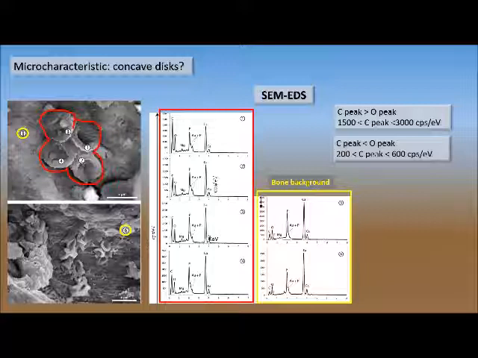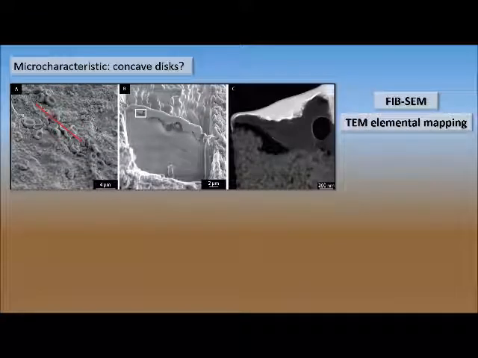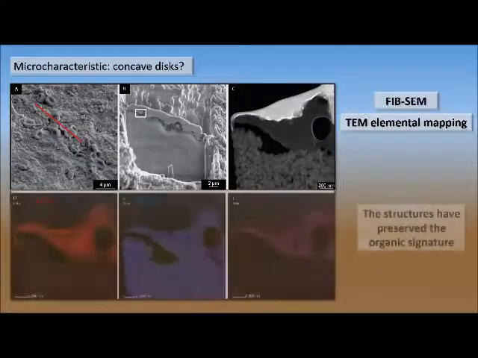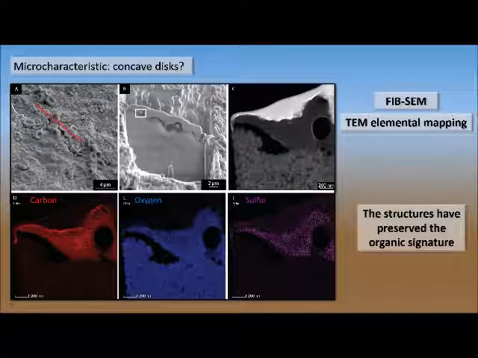So that was getting very exciting. And I thought, well, let's go a step further. So we went to the FIB-SEM, and we cut a slice across those cells here. Then we took that slice and put it into the TEM for elemental mapping. So that's a photo of this little one here. And what we saw is that the carbon was exclusively associated with this structure. The oxygen was present in both, and the sulfur was dominantly associated with it. So yes, those structures have preserved an organic signature. Those structures are organic in nature.